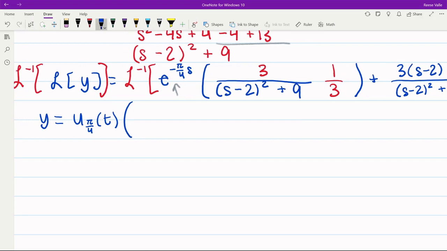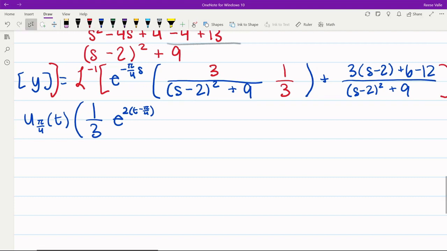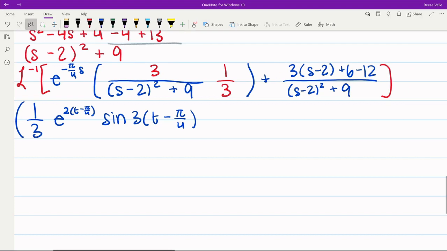And then, like I said, this is going to be 1/3 on the outside, e to the 2t minus pi over 4 because of the two shifting functions. So the first one, e to the 2t, and then because of this guy right here, it'll be minus pi over 4. Then times sine of 3t minus pi over 4. Cool.